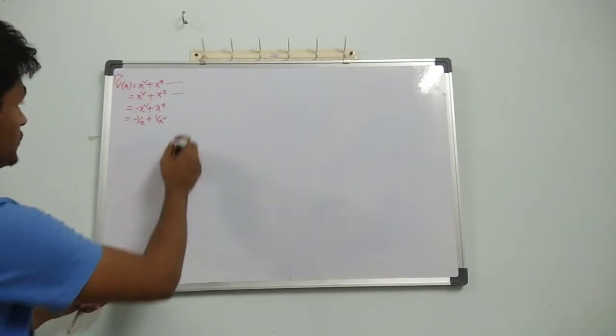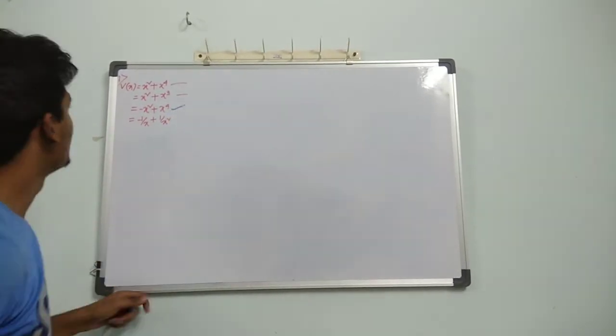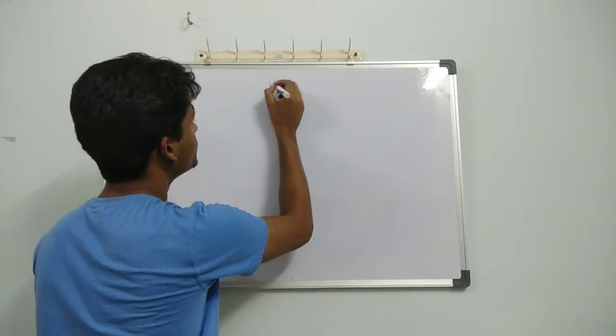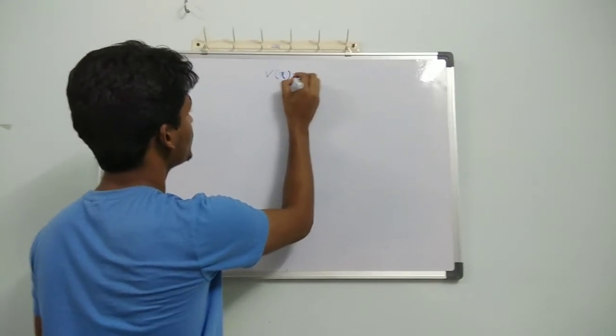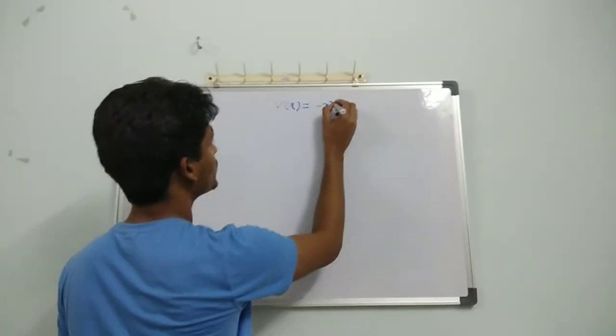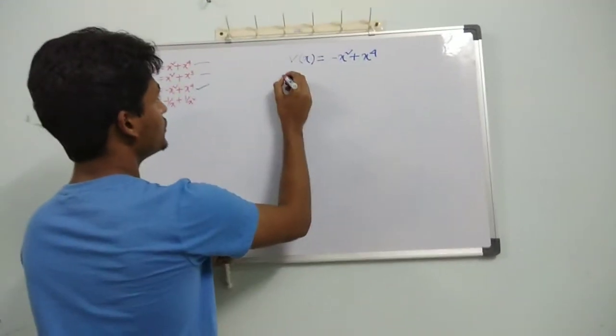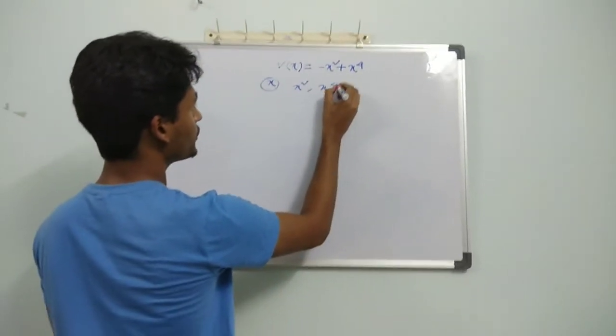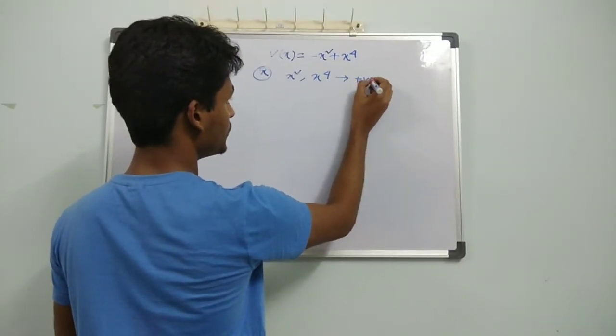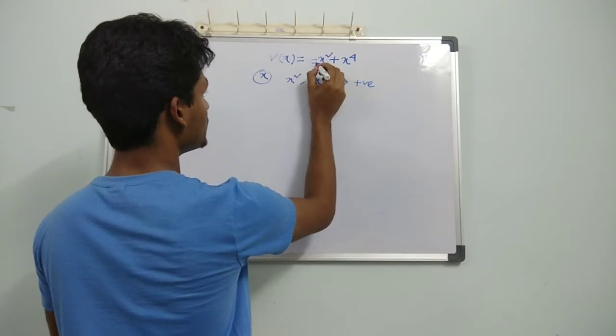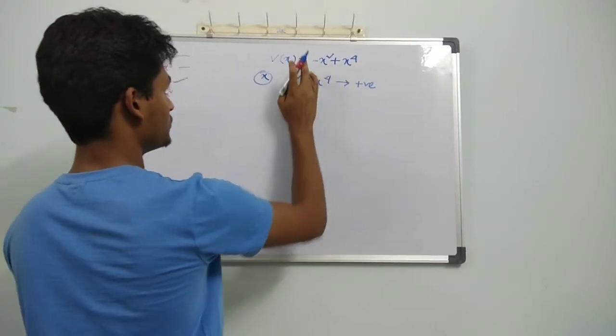So let me come to the third plot. It is Vx equals minus x square plus x to the power 4. So whatever my x is, x square and x to the power 4 will always be positive. But due to the minus, the plot will change accordingly.